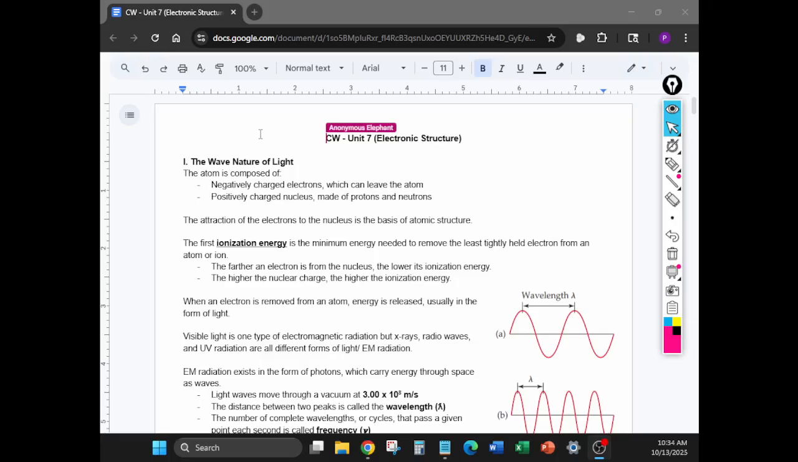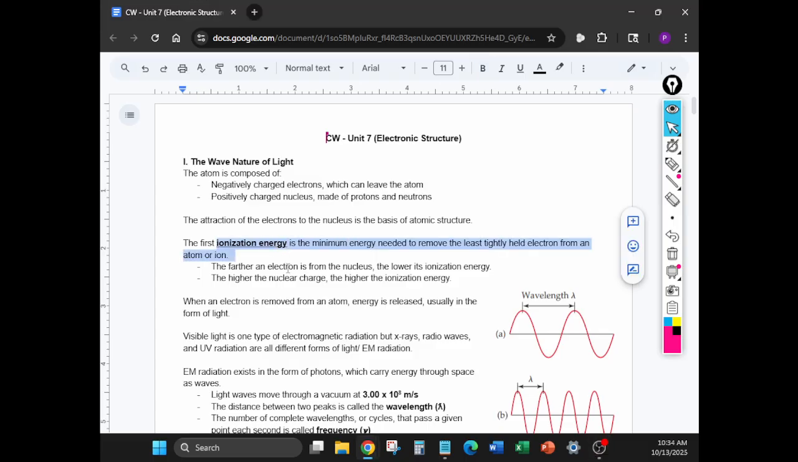All right, so we have this unit. We're going to talk about electronic structure of atoms, but before we do that, we got to talk about light a little. Last time we talked, we said that ionization energy is the amount of energy required to kick an electron out of the atom. And when an electron leaves the atom, energy is released, and we see that energy in the form of light, which I'll show you actually in person in a little bit.